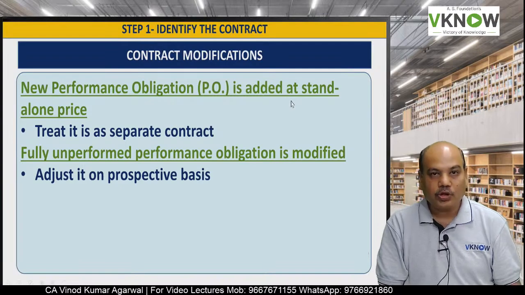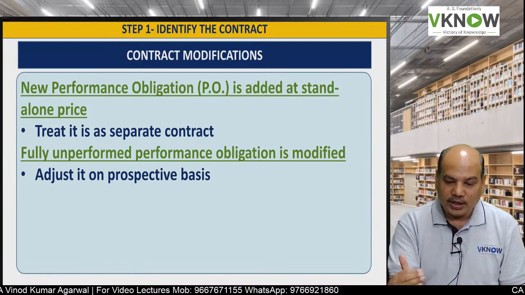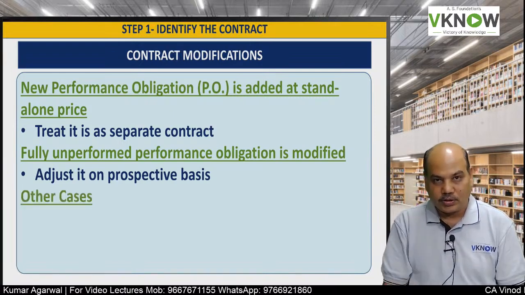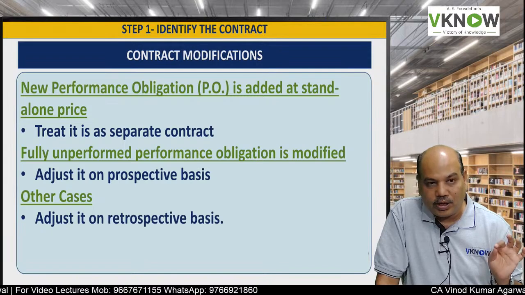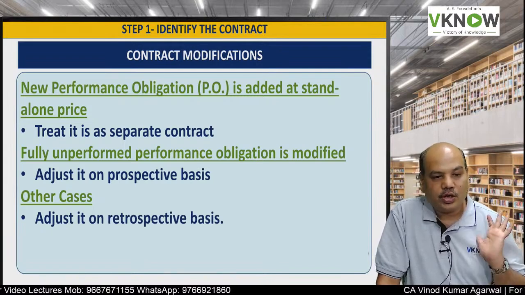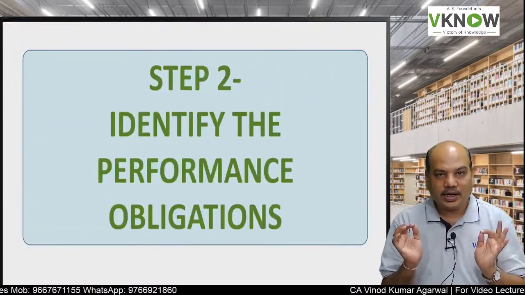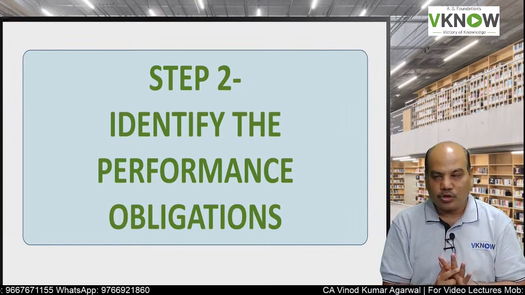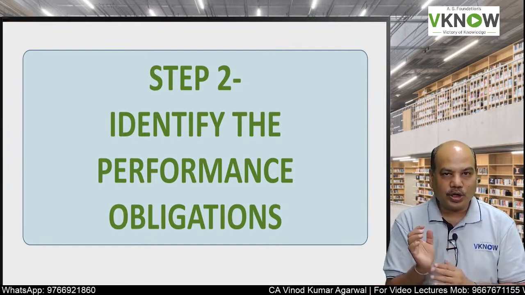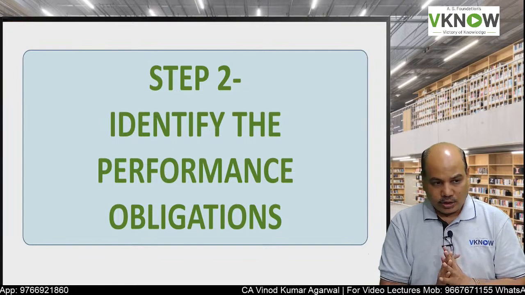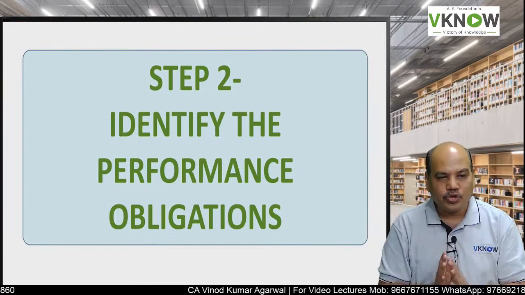So if the performance obligation is not yet done and it is modified, then it will be adjusted on a prospective basis. But other than these two, in other cases, any change made in the contract will be adjusted on a retrospective basis. That was part 1, identify the contract. We have seen the definition of the contract, when contracts can be combined, and how to do accounting of modification in a contract. The second important step is to identify the performance obligation.